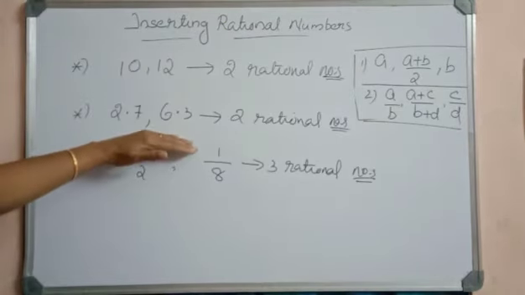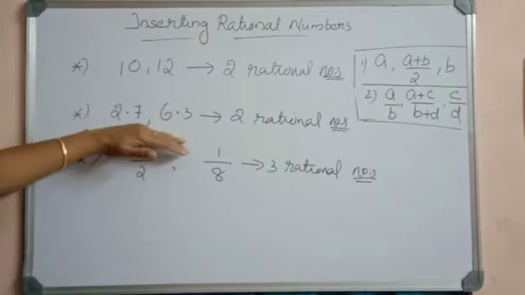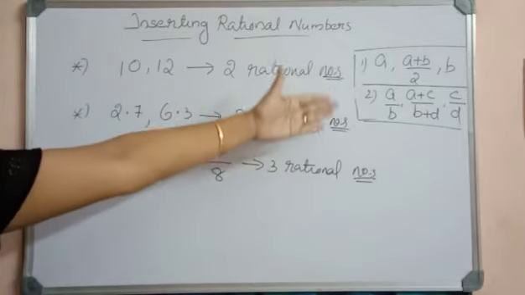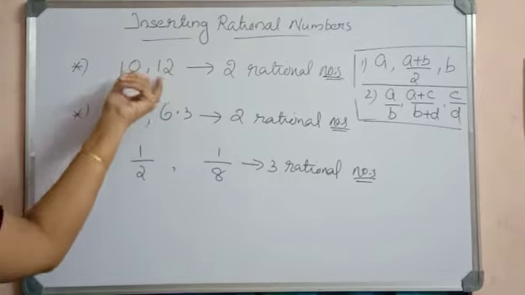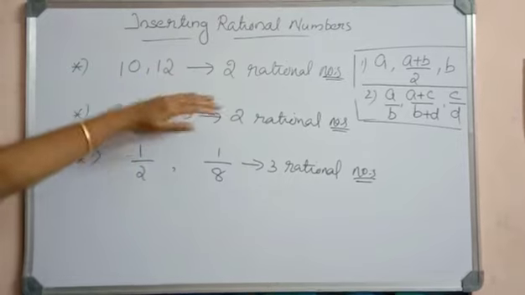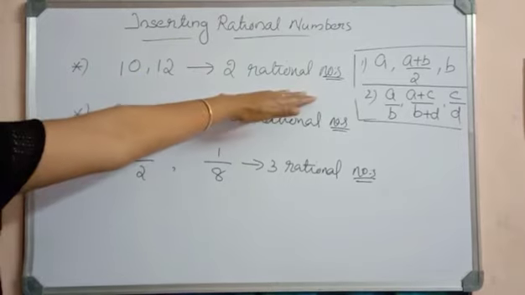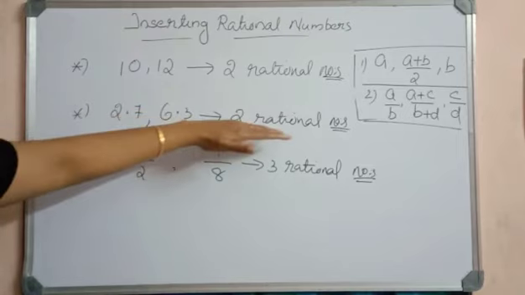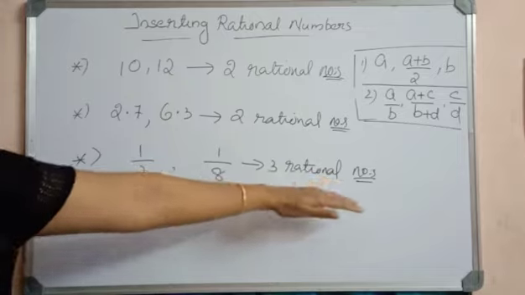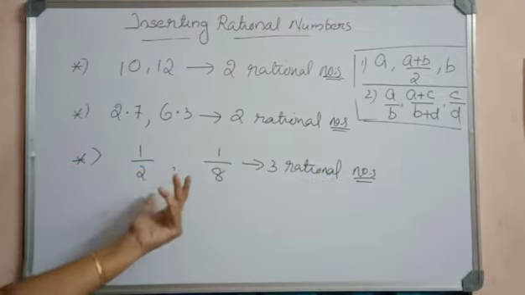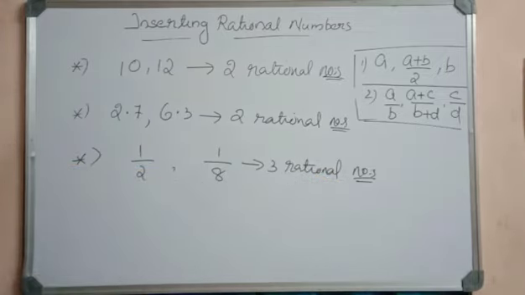Look at these three questions. You can solve it and find the answer. You can use any one of those two methods to find out the rational numbers which are lying between the given rational numbers. So in the first case, you need to find two rational numbers. In the second case, also two rational numbers. And in the third case, you need to find three rational numbers between 1 by 2 as well as 1 by 8.